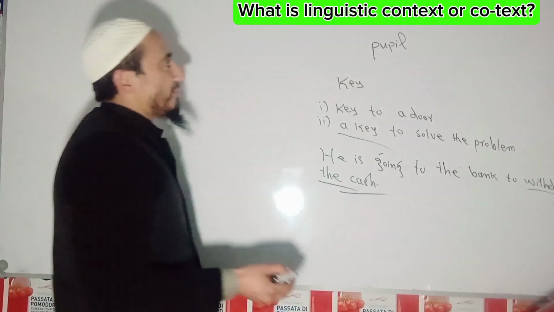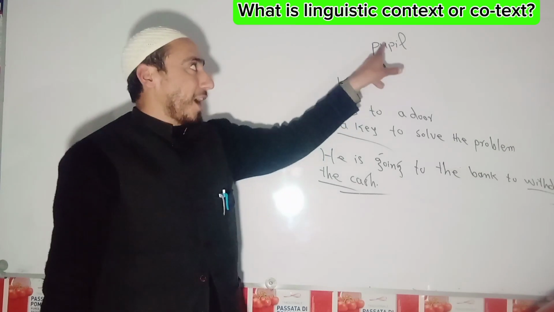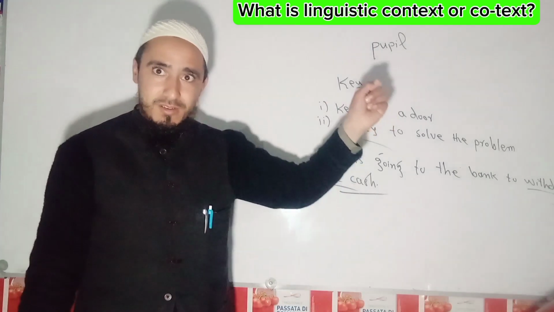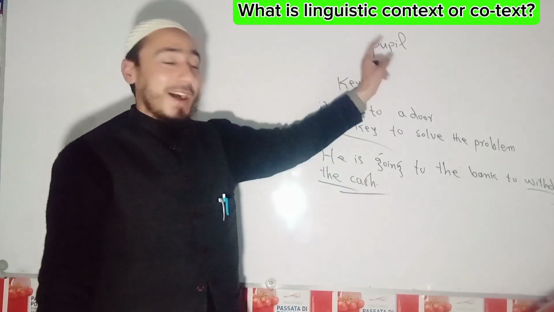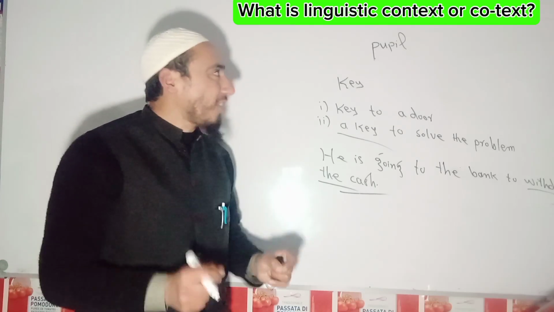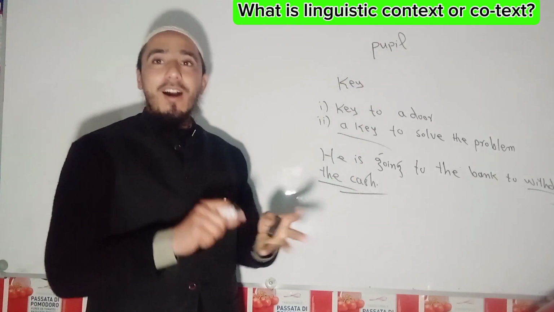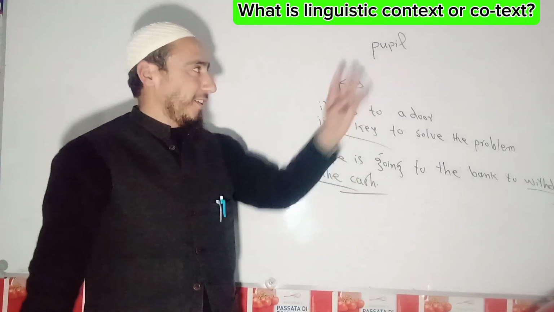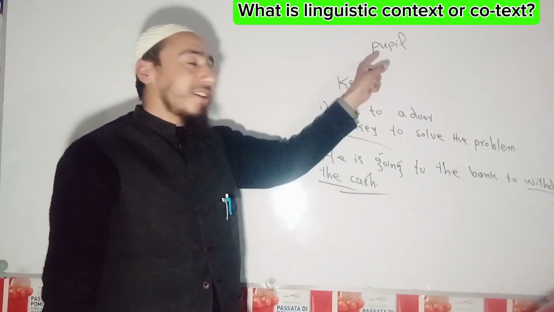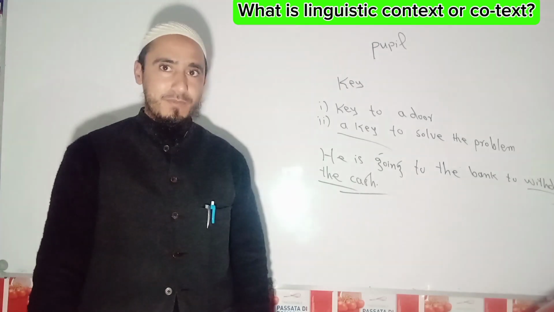Another example: now you see, with the pupil, if there is a word like teacher or classmate, I will take the meaning that here the speaker is talking about the student. But if I see a word like eye or iris with the pupil, definitely I will take the intended meaning that the speaker is talking about what? The part of the eye.